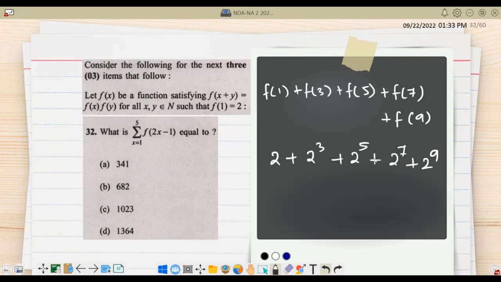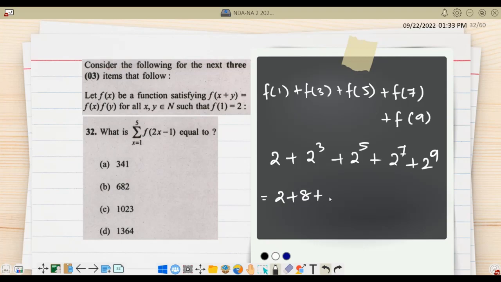Again we have a GP, right? We have a geometric progression. We need to find the sum of the geometric progression, or we can just write the values and find it. Actually this is pretty much easier.